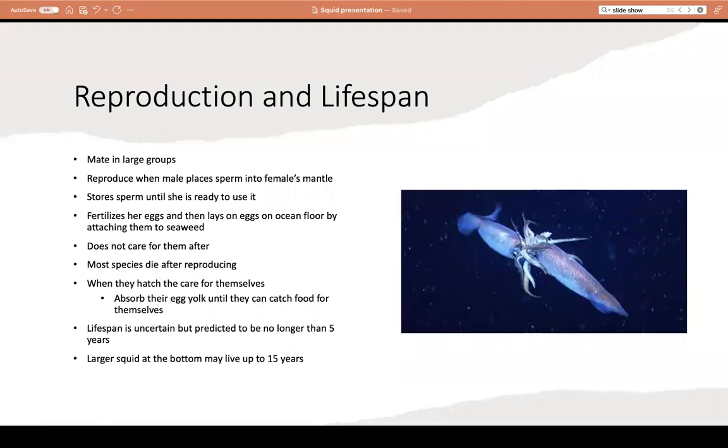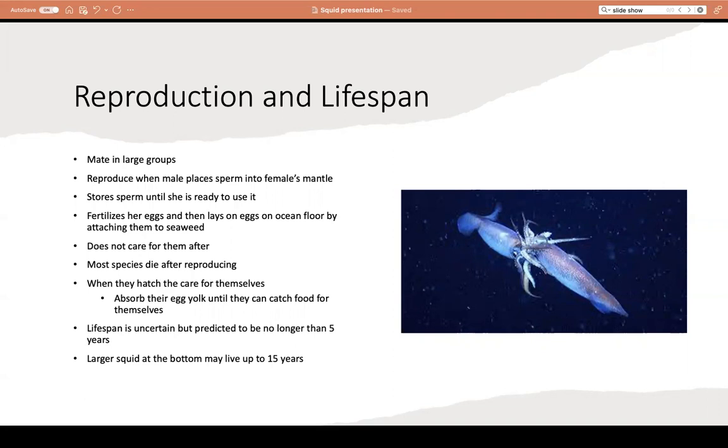Reproduction and lifespan. They typically mate in large groups where the male places sperm into the female mantle. She stores that sperm until she's ready to use it. After she fertilizes, she will lay the eggs on the ocean floor and then attach them to seaweed. After reproduction, she does not care for them, and this is typically because most of these species die after reproducing. They will hatch by themselves and take care of themselves by first eating, or absorbing, their yolk until they're able to catch food for themselves.